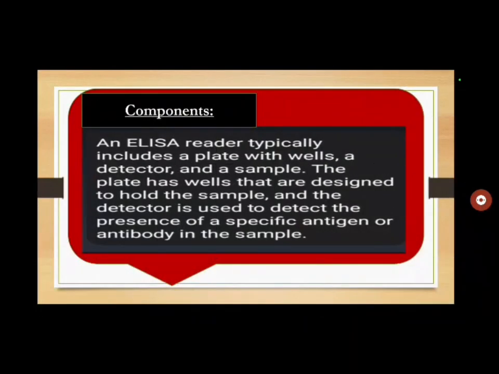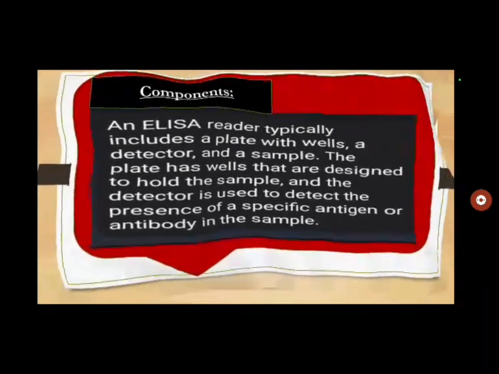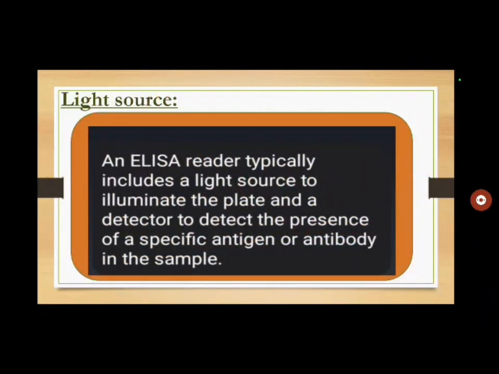Components. An ELISA reader typically includes a plate with wells, a detector, and a sample. The plate has wells that are designed to hold the sample, and the detector is used to detect the presence of a specific antigen or antibody in the sample. The first component, light source. An ELISA reader typically includes a light source to illuminate the plate and detector to detect the presence of a specific antigen or antibody in the sample.